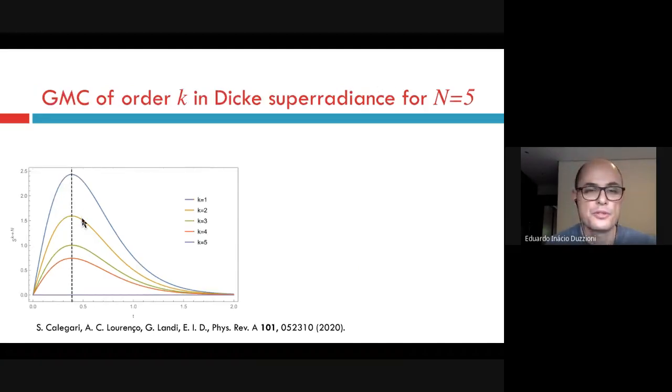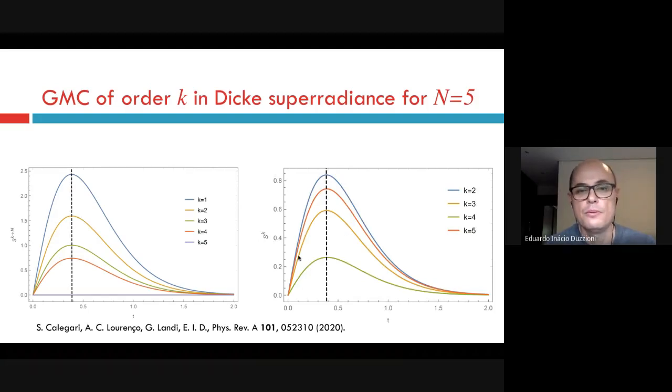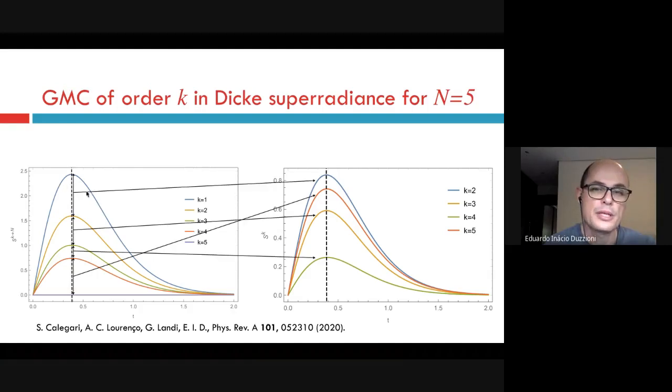Okay, this is the same picture as in the previous slides. And now, this is the genuine multipartite correlations of order k. Remember that each curve here comes from subtraction between these two ones, okay? As I show here. Well, what's the novelty here?